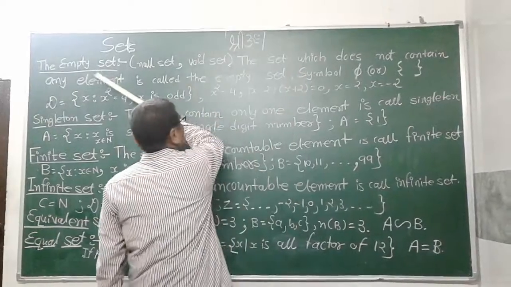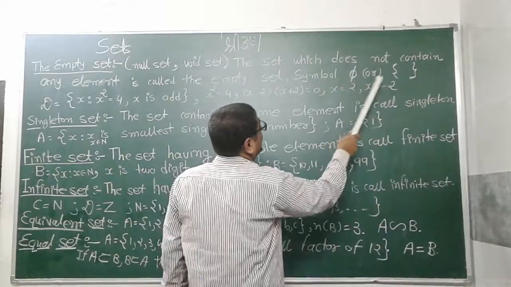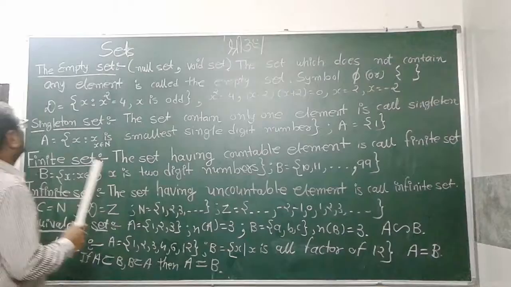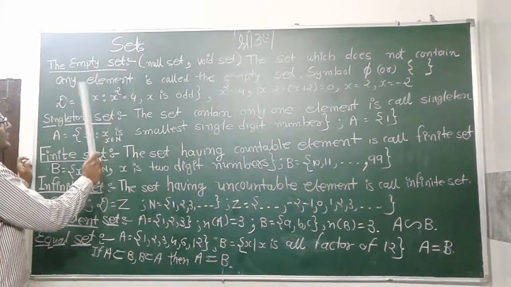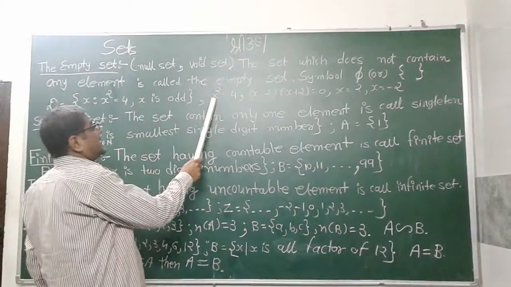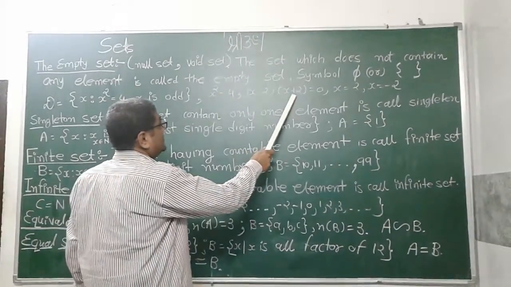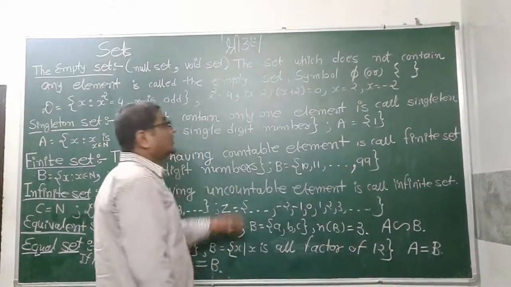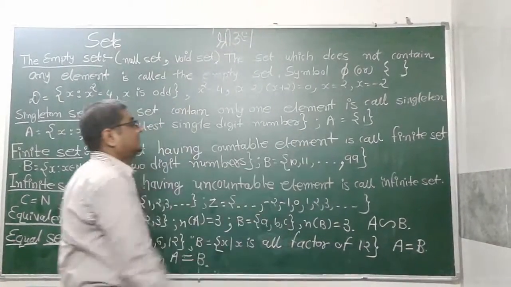Symbolically, the empty set is represented by phi, or by curly brackets with no element inside. For example, D is equal to {x : x² = 4, x is an odd number and x belongs to Z}. So x² minus 4 equals 0, and according to the identity, (x minus 2)(x plus 2), x is equal to 2 and x is equal to minus 2. But both of these are even numbers, not odd numbers. So it is known as the null set.